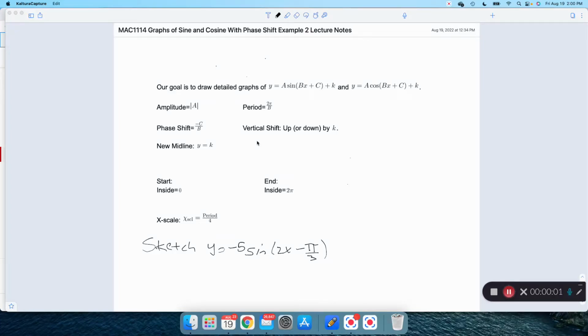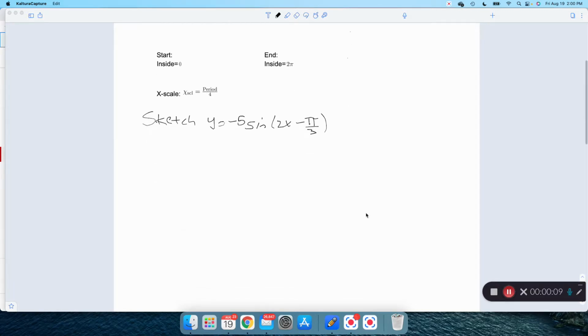Okay, let's work on this challenging problem. This one's going to be a bit of a challenge. We're going to have some fractions to deal with here. Okay, first thing we want to do is find our amplitude.